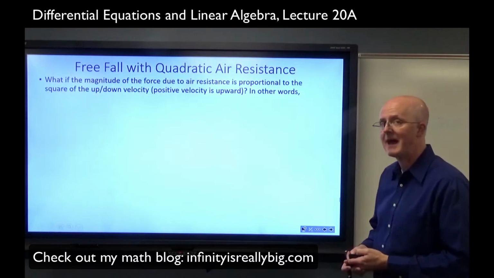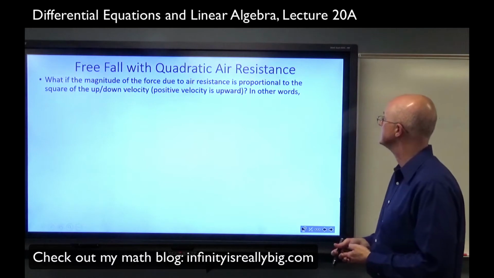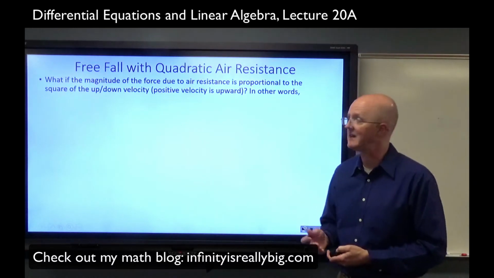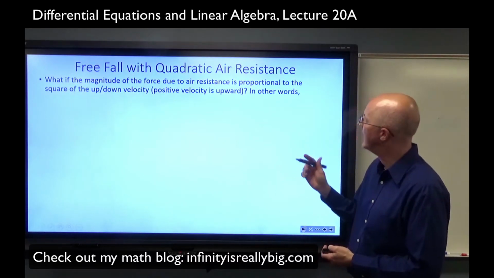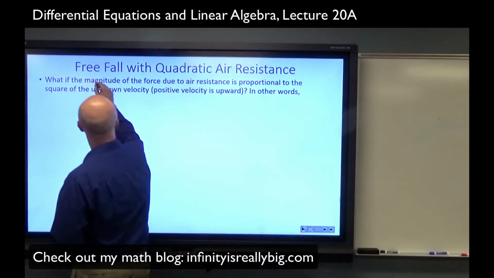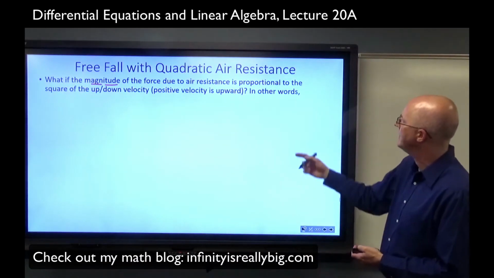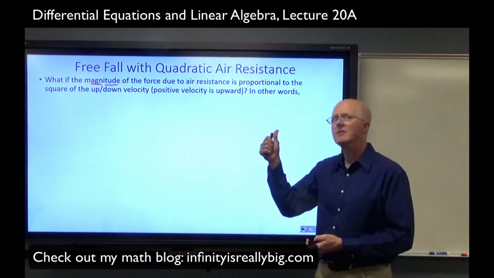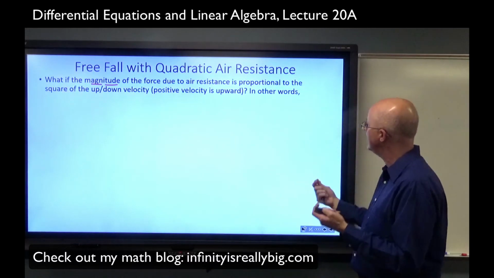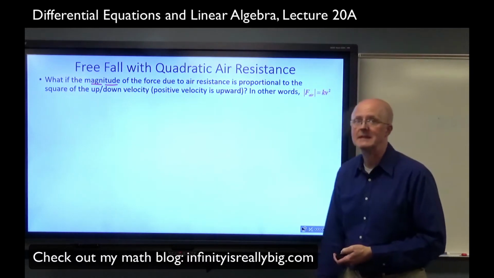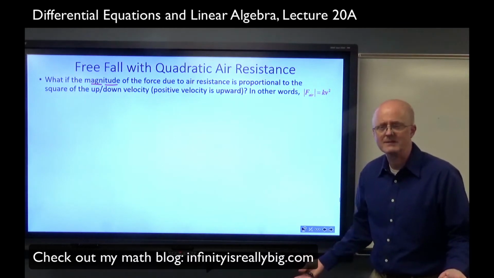But let's go ahead and look at the math of a quadratic model. What if the magnitude of the force due to air resistance is not proportional to the velocity itself, but instead proportional to the square of the velocity? And I am talking magnitude here, so I'm not thinking about the sign of the force, positive or negative, initially. I am thinking about up-down velocity, with positive velocity when it's moving upward, negative velocity when it's moving downward. In other words, what if the absolute value of the force is some constant times the square of the velocity? What kind of model would that give us?